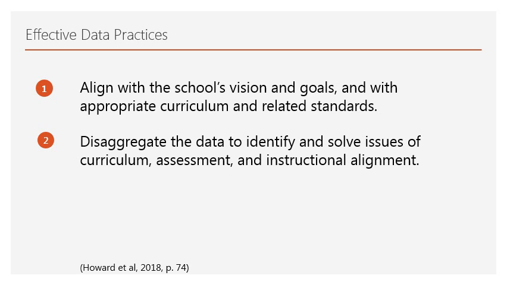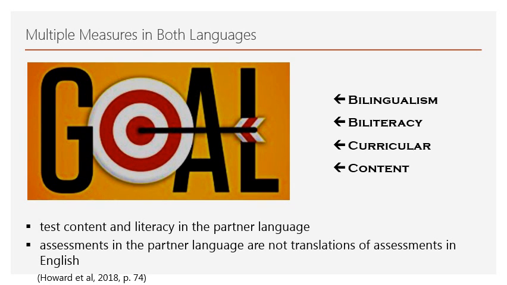So it's important to go through the data to make sure that we understand what is happening in our program, to make sure that the curriculum is the best and the most effective it needs to be, that we are assessing correctly, and that our instruction is aligned not only to our vision and goals, but also to the best outcome for our students. Dual language programs require the use of multiple measures in both languages to assess the student's progress toward meeting the goals that are outlined, such as bilingualism, biliteracy, curricular goals, and content-related goals.